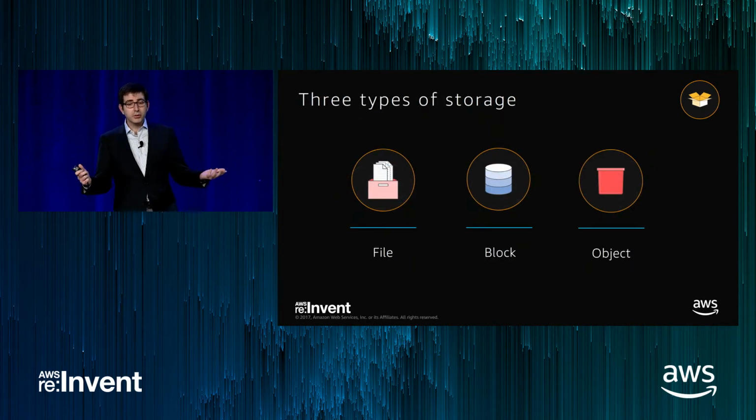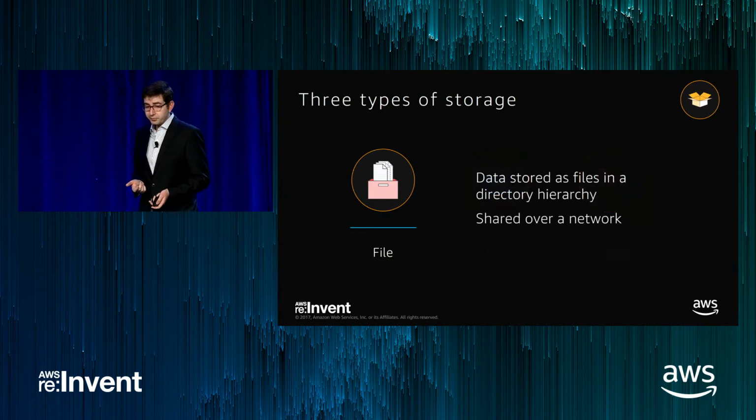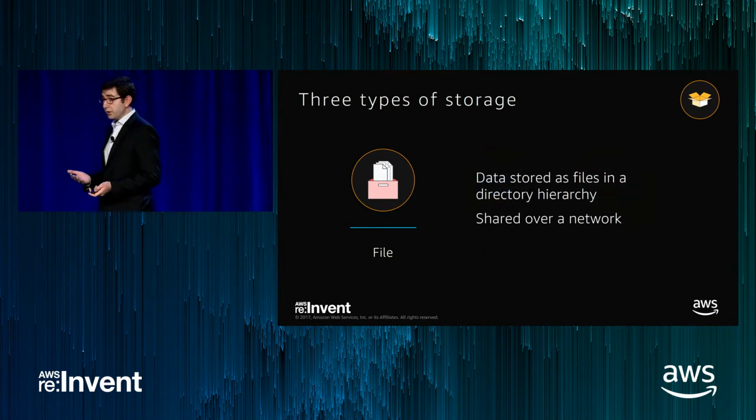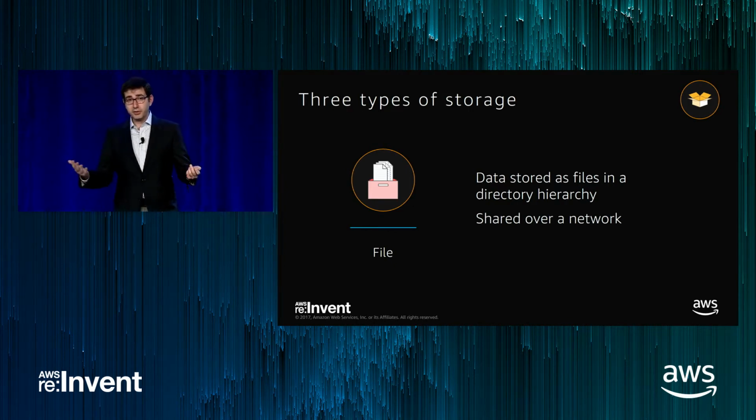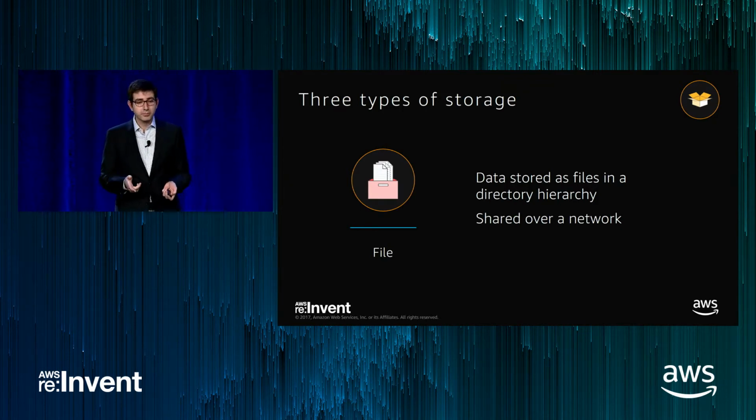Generally, there are three types of storage: file storage, block storage, and object storage. What's file storage? Data is stored as files. Hopefully I don't have to define what a file is. And there's a directory hierarchy that all of these files are part of, and there's particular metadata associated with each file. In other words, your data is stored natively in a file system.